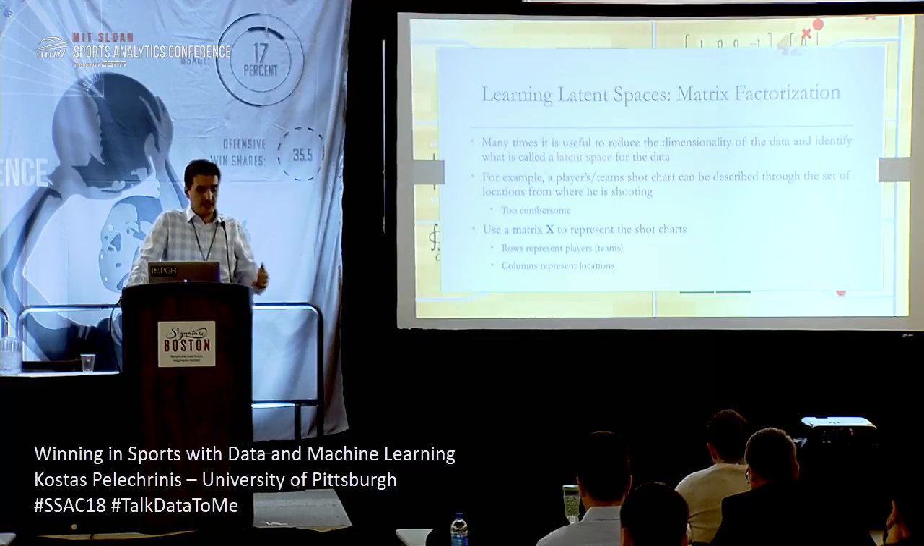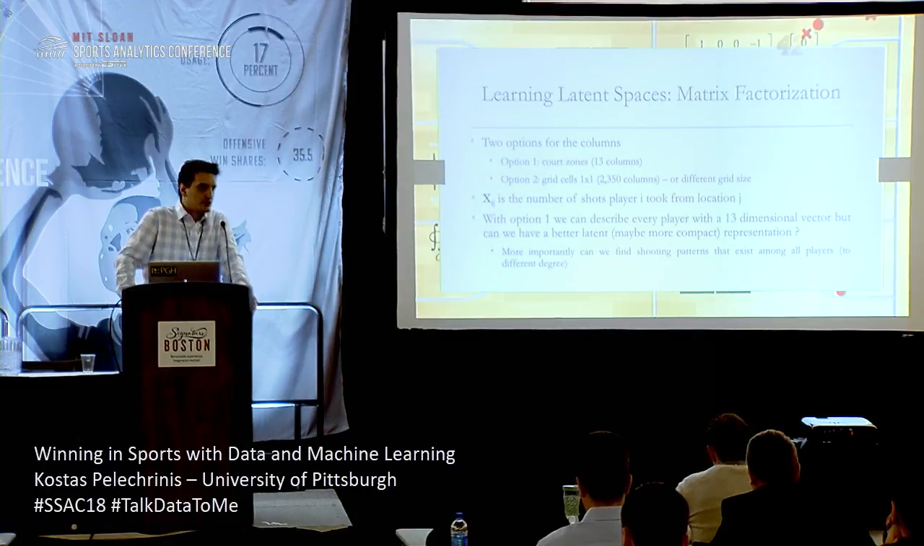In this case, we can represent the data through a matrix, in which every row represents a player or a team, depending on what you are interested in. The columns represent different locations, right? For example, if you use the grid, they will represent different grid cells on the court. And the actual value of element ij will be the number of shots that this player took from this location.